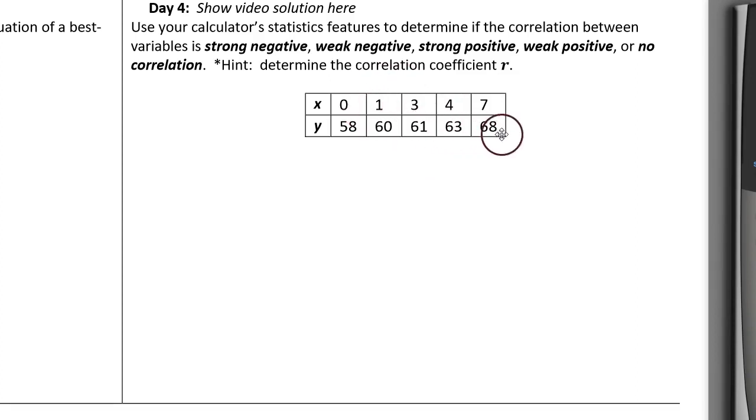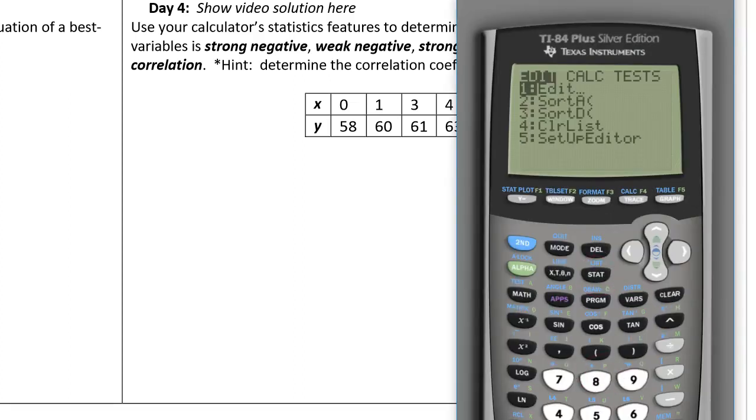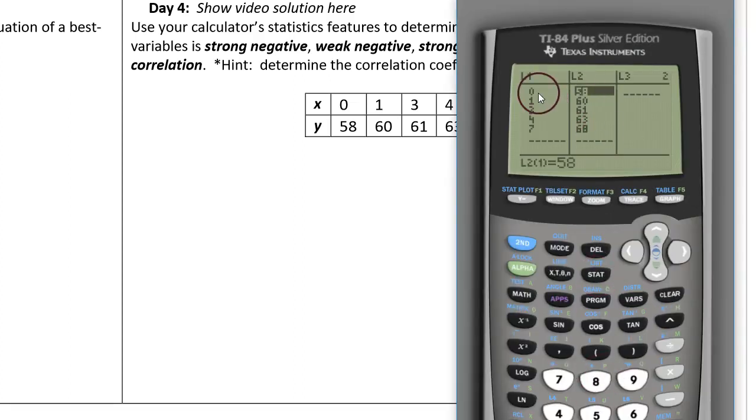This data table is identical to the data table in the day 3 Bellwork. Let me bring my calculator on screen. Push Stat, and then Choice 1 Edit. For list 1, I have the X values, and for list 2, the Y values. You'll recall yesterday that I showed you the scatter plot for this data, and I graphed the line of best fit. I'll push Graph, and we'll see that again.